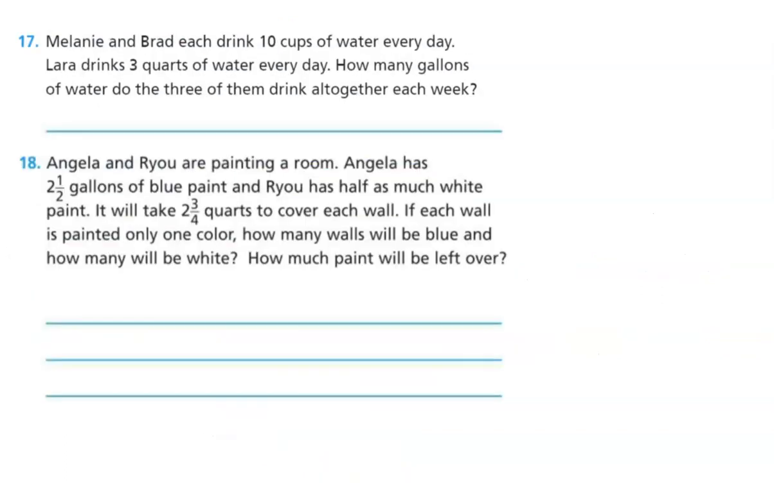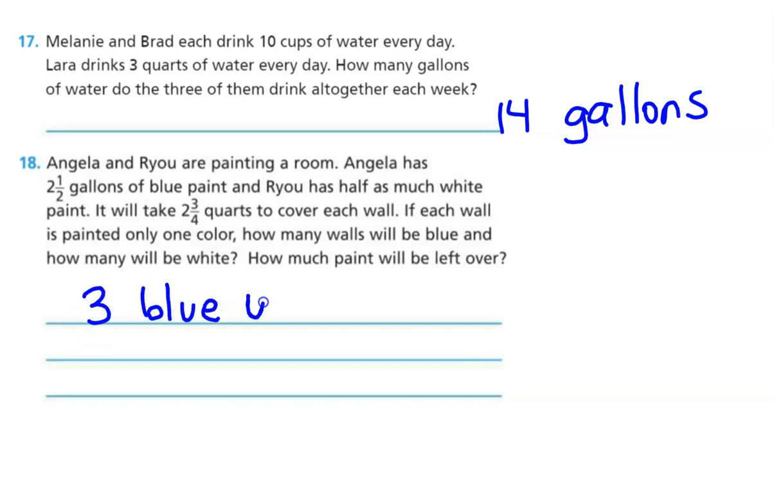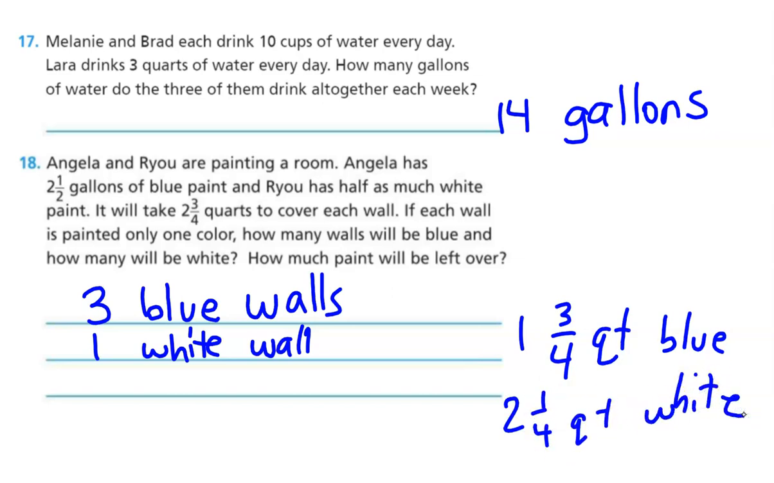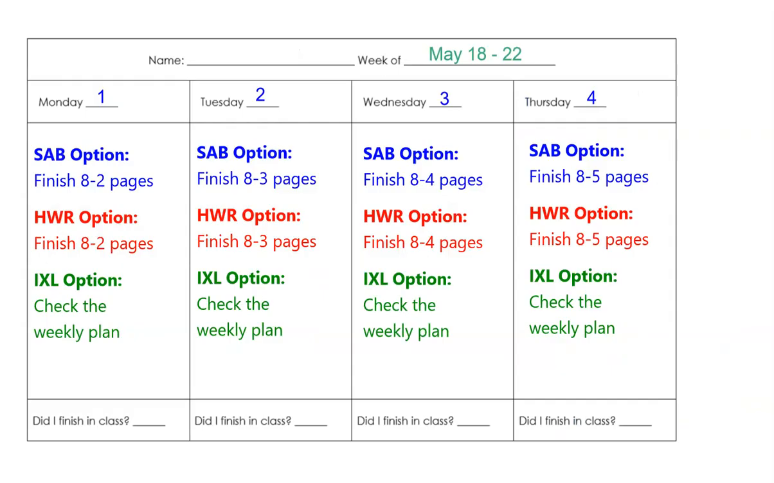I don't have time to go through these 2, but if you wanted to do them as good practice, it's totally up to you. But these are the answers, so you could at least check to see if your answer works. This one was 14 gallons, and then this one down here is 3 blue walls and 1 white wall. And it says also that you needed 1 3/4 quarts of blue paint. And then it looks like 2 1/4 quarts of white paint. Okay, that looks like a tricky one. I'm guessing you didn't do it, which is fine.